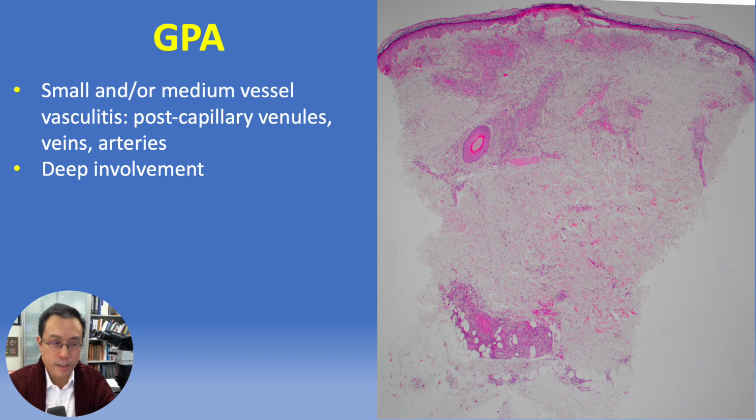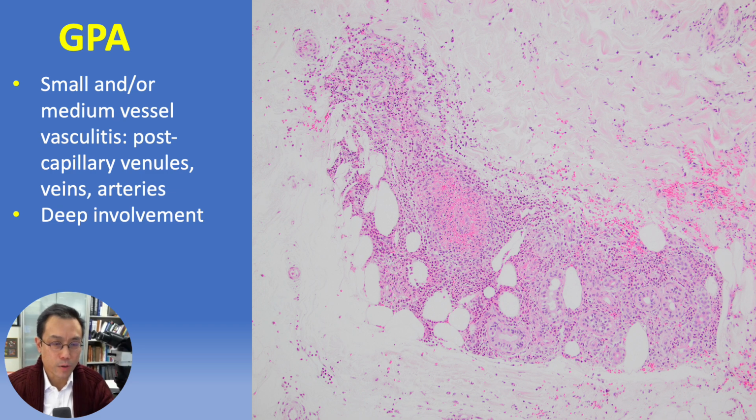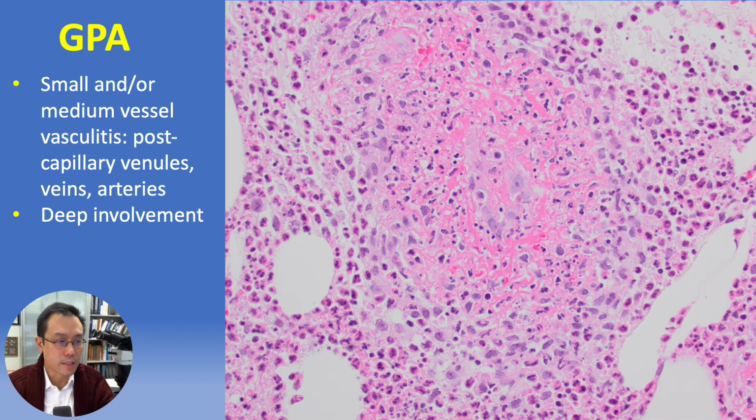And in contrast to most examples of LCV, there is extension into the deep dermis and even superficial subcutis, as is generally more typical of the various forms of systemic vasculitis, such as the example of rheumatoid vasculitis that we previously reviewed, with very prominent fibrin consistent with a necrotizing vasculitis.